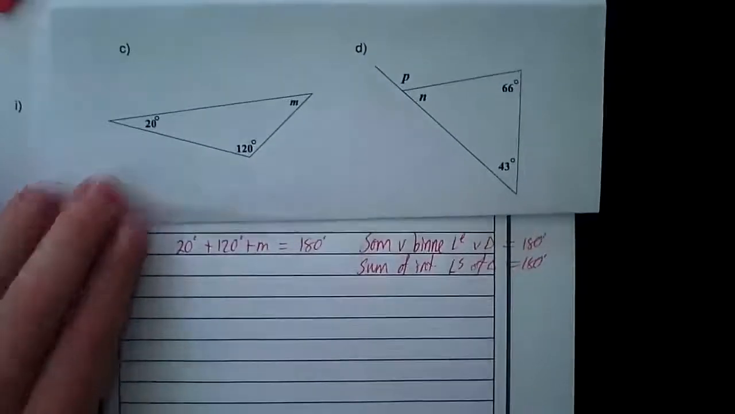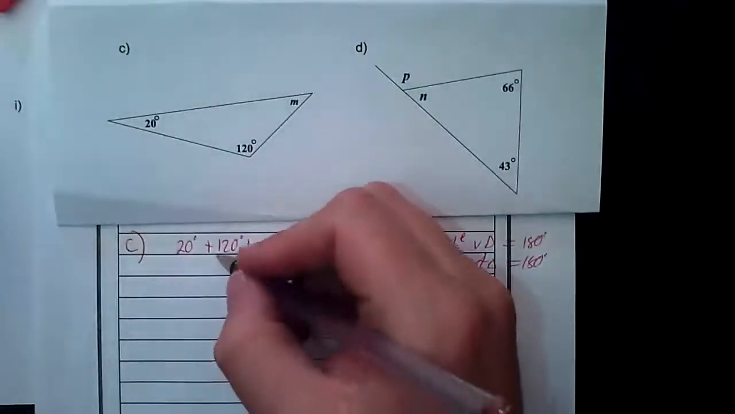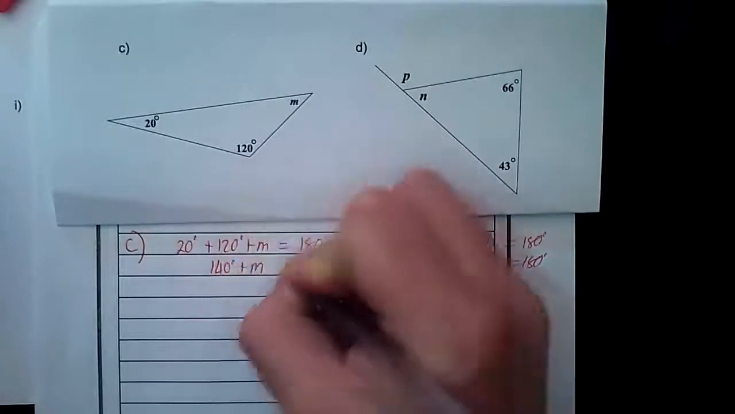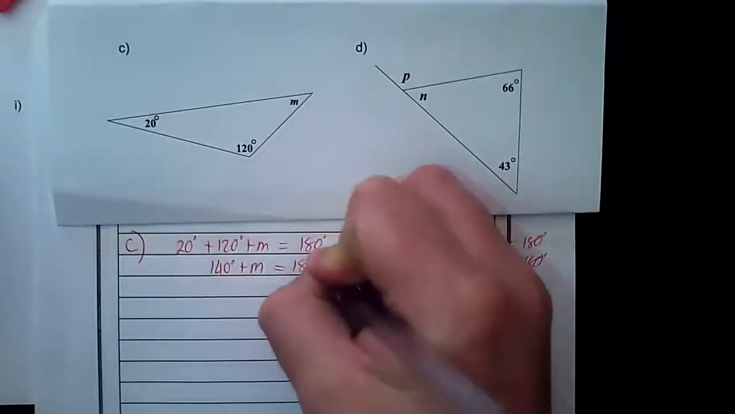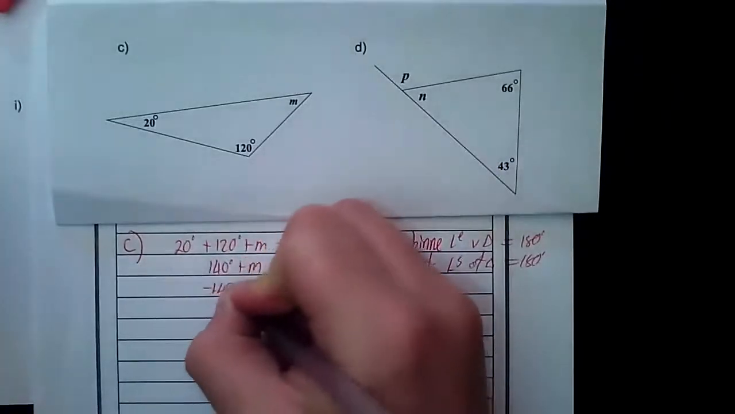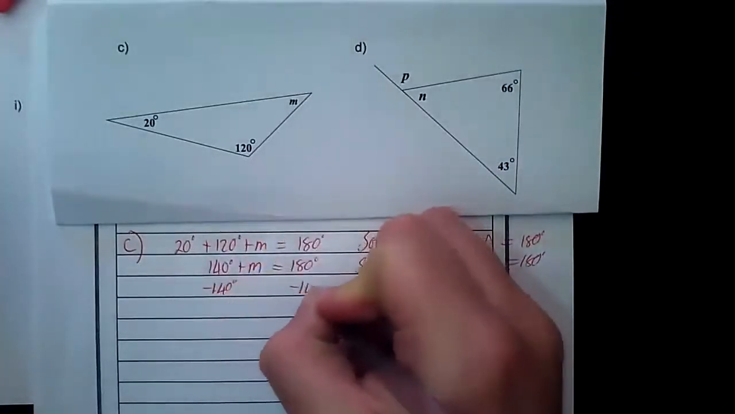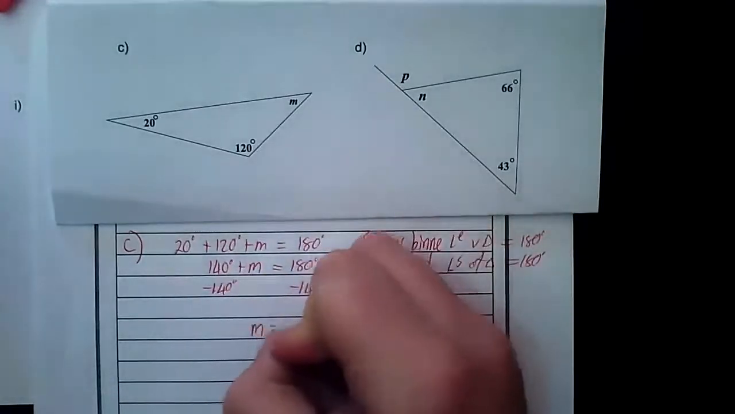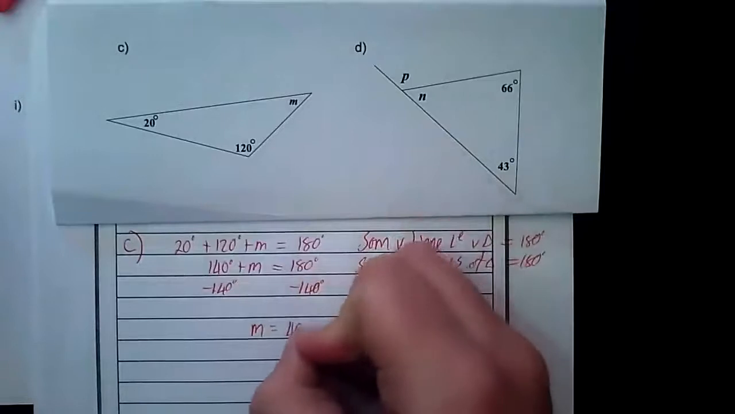So then we go on to say, add up the like terms, tel by mekaar, ons het 140 grade plus M, gelyk aan 180 grade. Ons wil vir 140 grade wegkry, trek hulle af, al twee kante. Wat bly oor? M, en die kant, 40 grade.